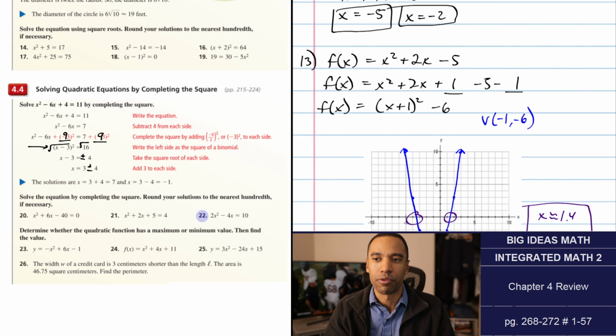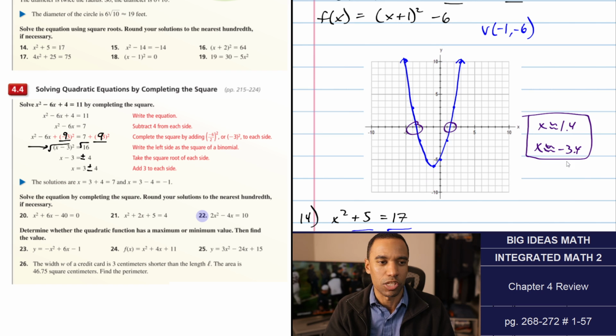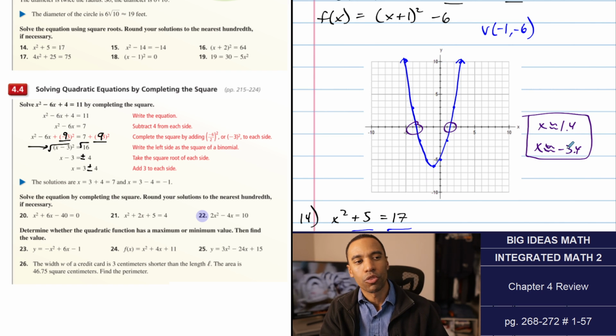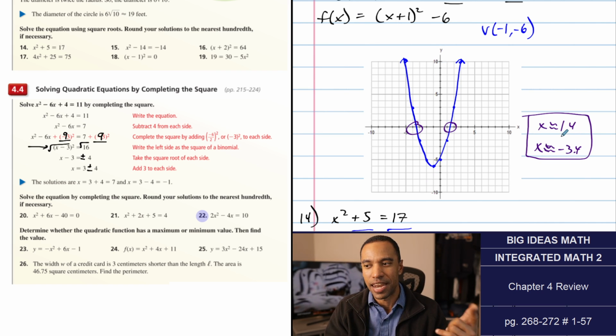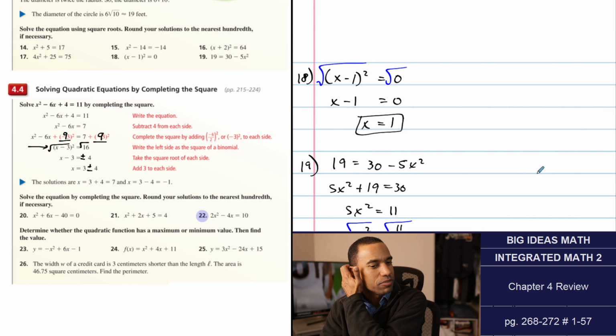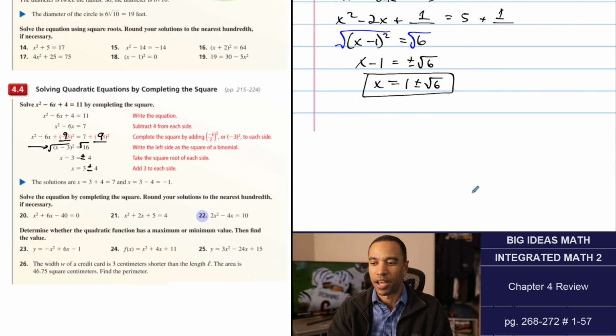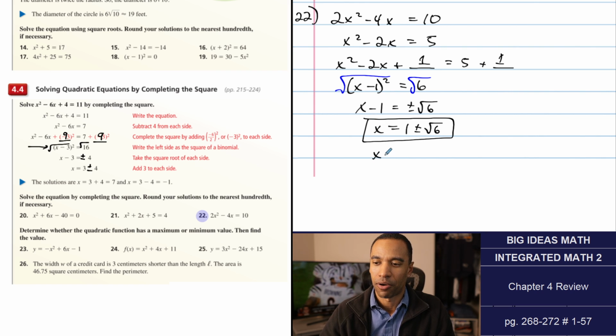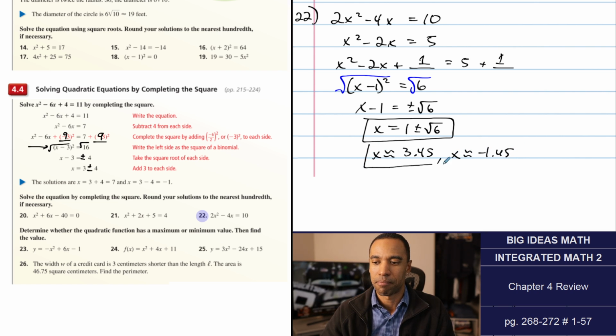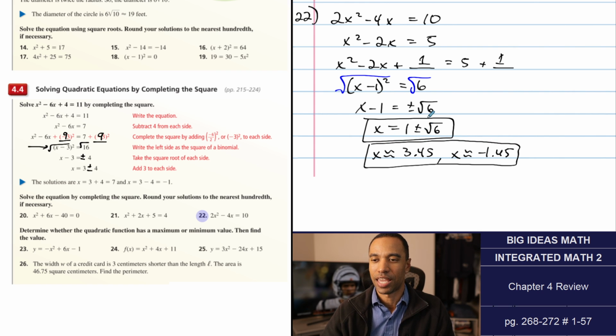Well, it was a plus. Okay, it was opposite signs. We had this before, so I'm going to guess it's going to be 3.45 and then negative 1.45. I'm saving the calculator bits and I'll just write it out. So x is about 3. They said nearest hundredth, so 3.45, and about negative 1.45.